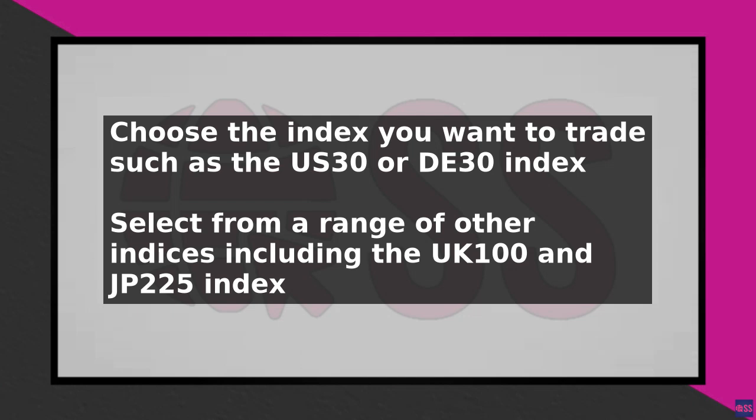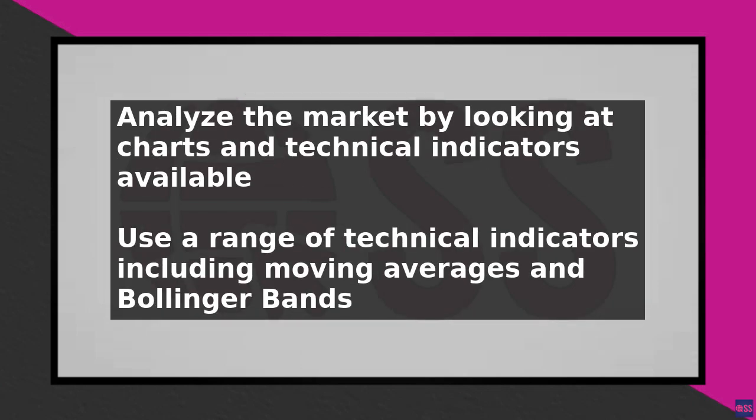When you are ready to place a trade, decide whether you want to buy or sell the index. If you think the index will go up, you would buy, and if you think it will go down, you would sell. Set your position size, which is the amount of money you want to risk on the trade. You can also set stop loss and take profit levels to limit your potential losses and lock in profits.